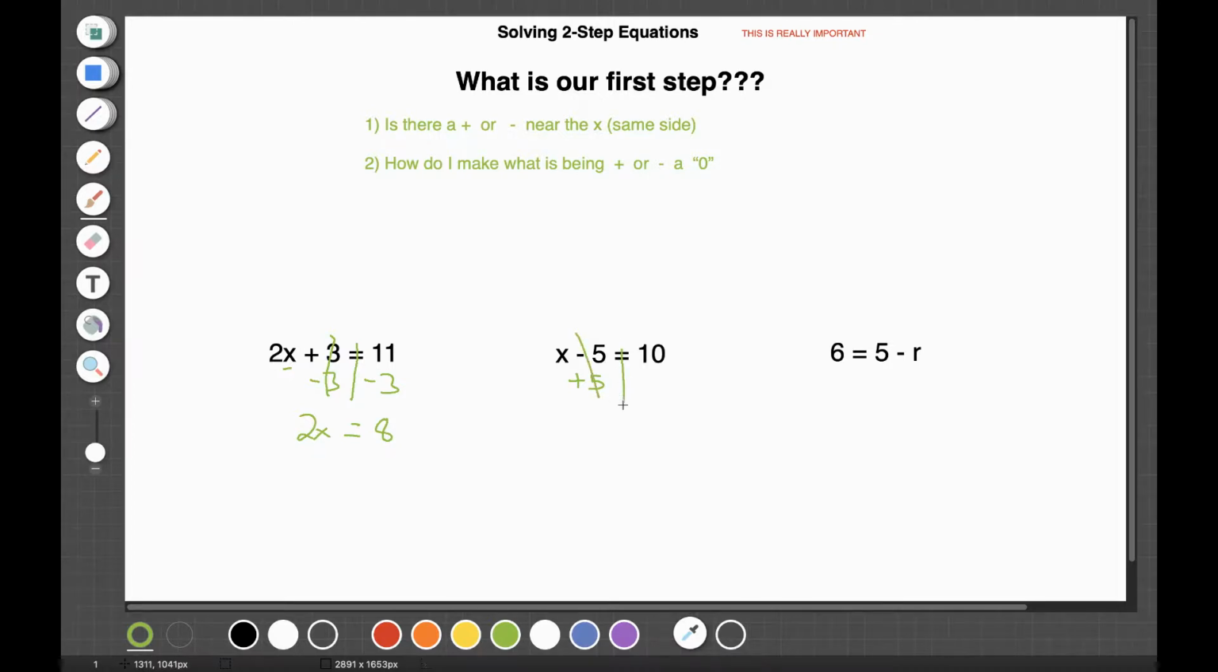Now, if you do that to one side, you need to do it to both sides. We added 5 to that side. We have to add 5 to this side. Okay, those cancel out. You are left with x equals 15.